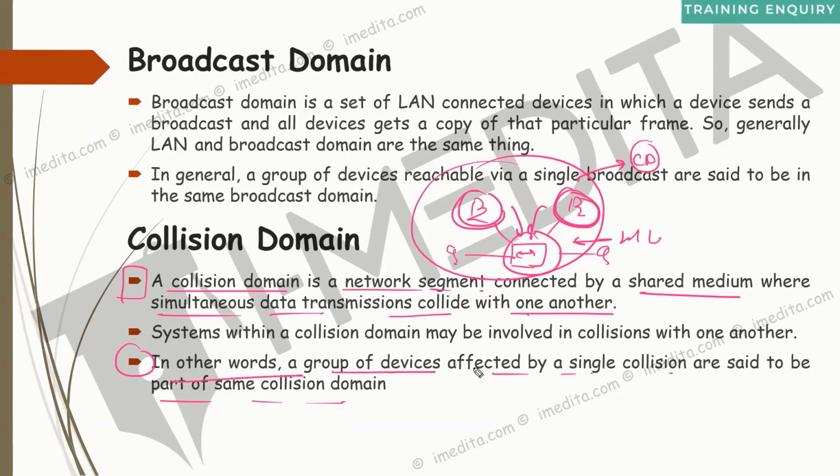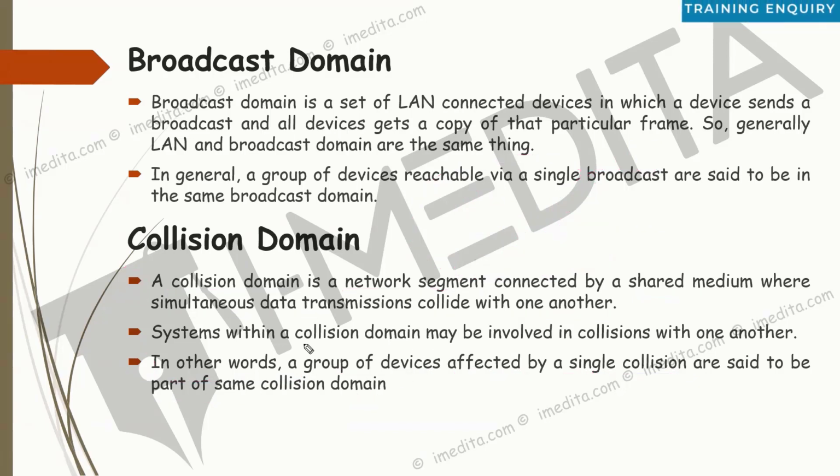So in other words, a group of devices affected by a single collision are said to be part of a single collision domain. Whatever devices are part of the same collision domain may be involved in a collision with one another. The collision domain is a network segment connected by a shared medium, such as, for example, a hub, where simultaneous data transmissions collide with one another.